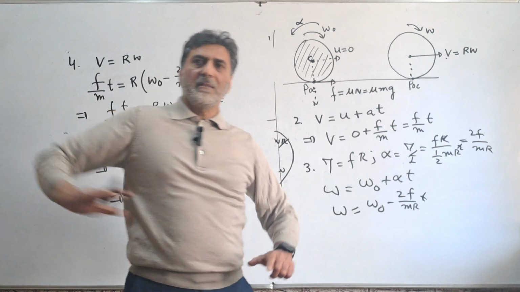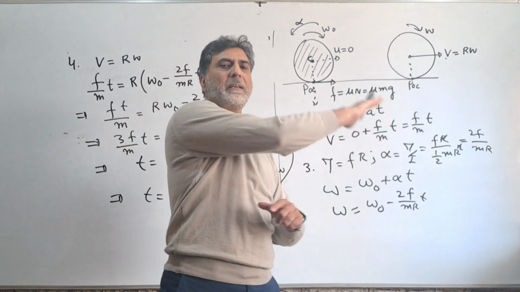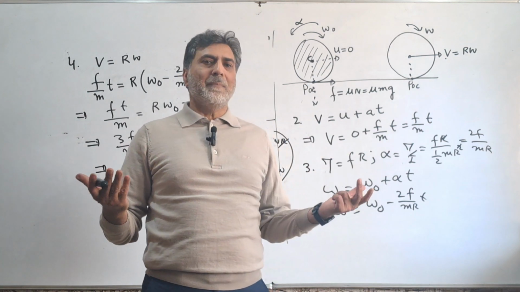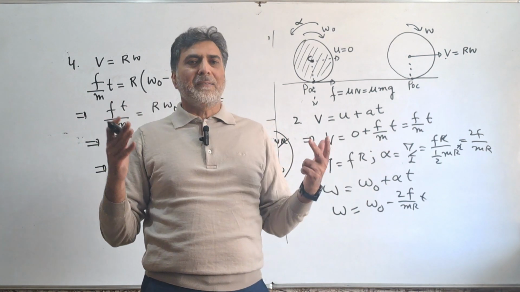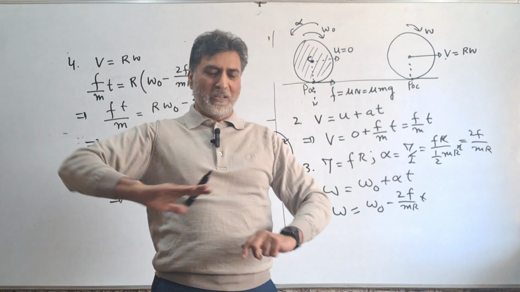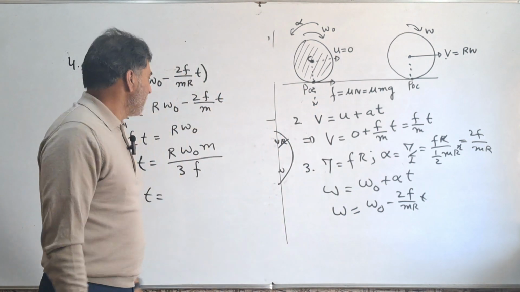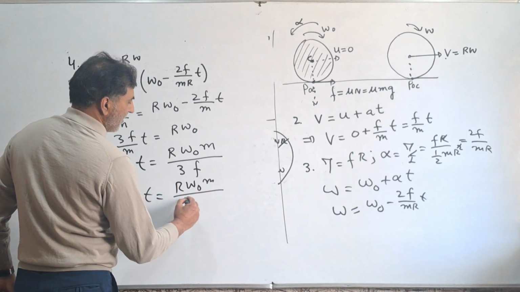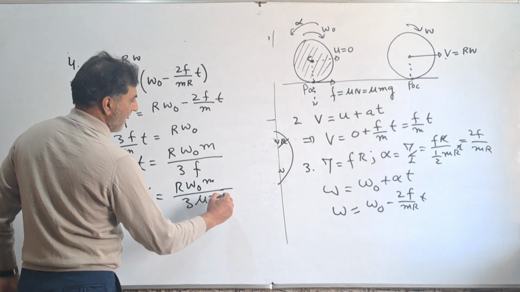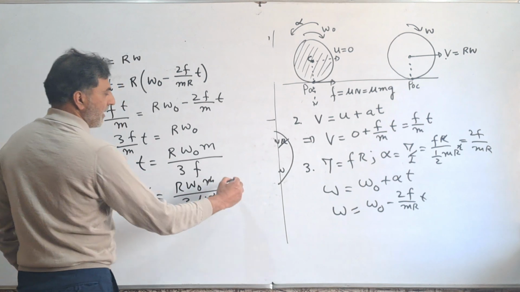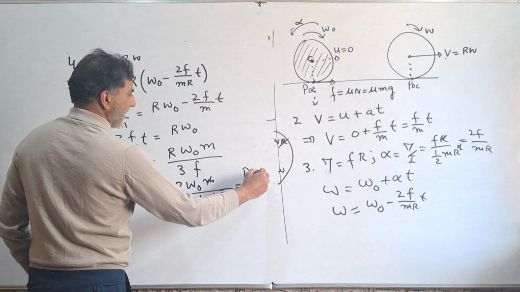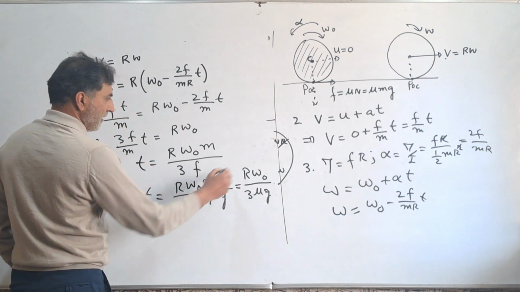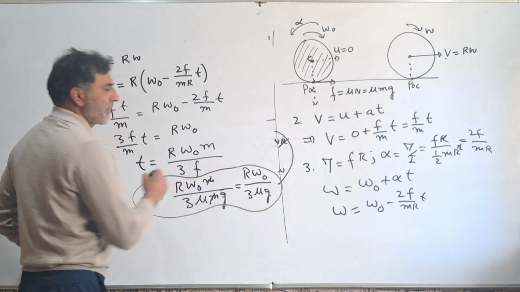The body is rubbing. The disc is rubbing with the ground. When something rubs with the ground, that means the frictional force is maximum. That's mu mg, yeah, mu n. But normal force is always equal to mg, since the body is on flat ground. So it's r omega 0 m by 3 times mu m and g. M gets cancelled and t is equal to r omega 0 divided by 3 mu g. That is the answer for time.